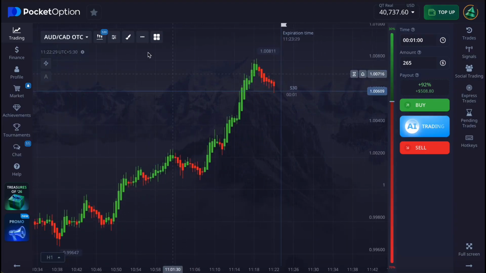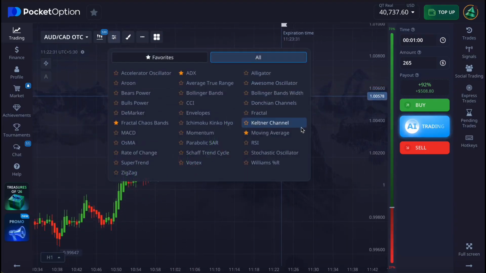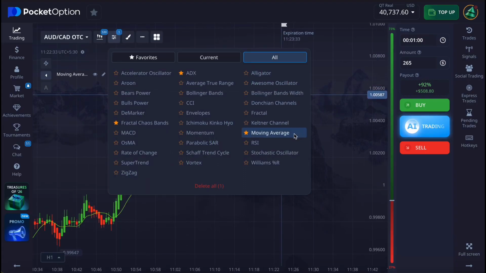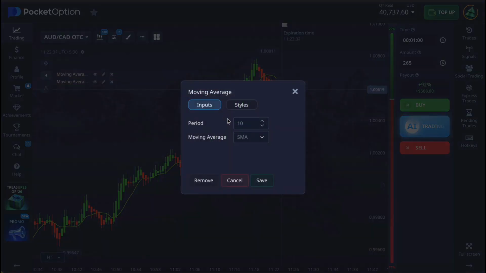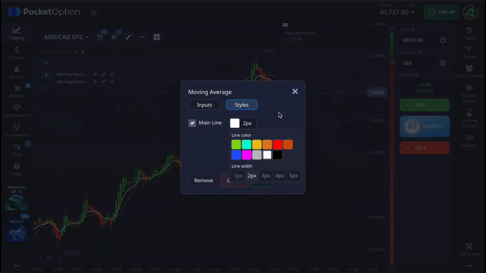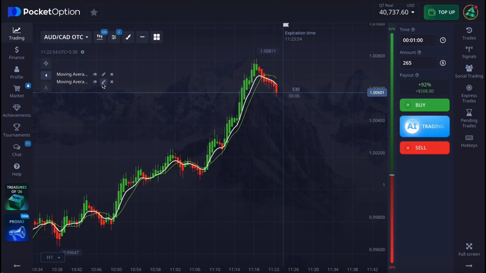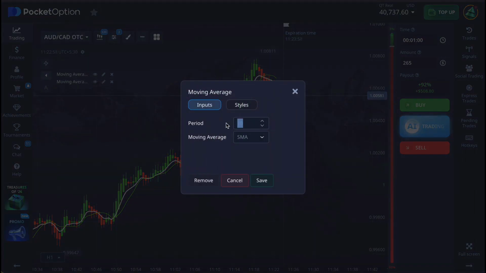It's very important to add their settings correctly. The first step is to add the moving averages twice, and now I'll adjust these a bit. First of all, let's change the settings for the first moving average. Next, I will change the settings and colors of the second moving average.